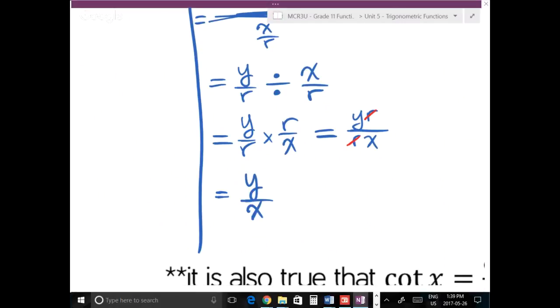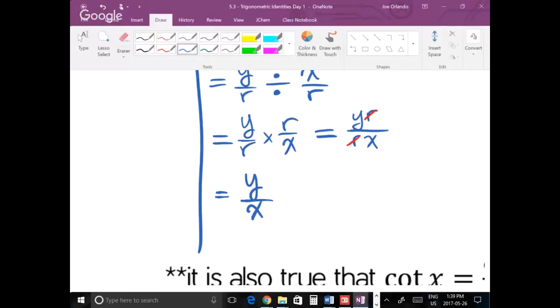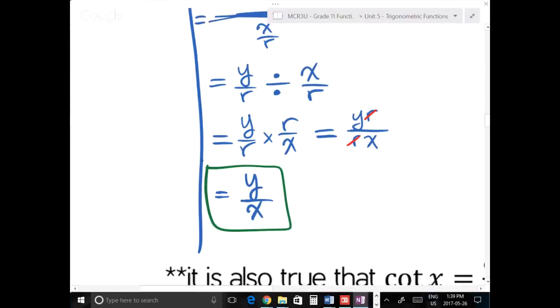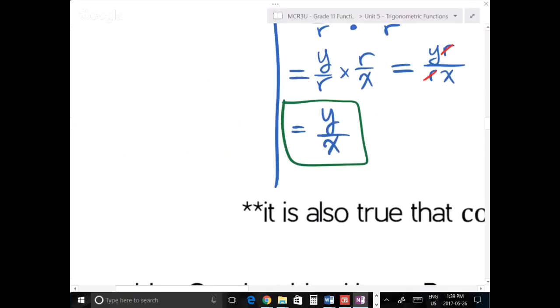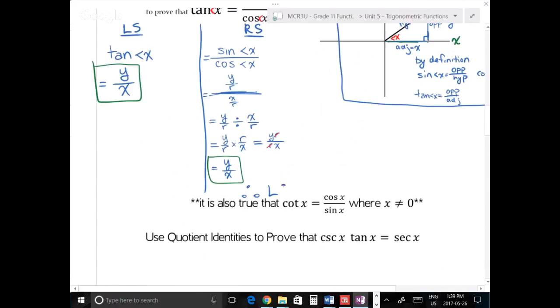Y over x. Cool. So we have done yet another proof. And then down here I would say, therefore, left side equals right side, quod erat demonstrandum. We've shown what we were supposed to show. We've answered the question. That's really what that QED means. It means I've proven what I was going to prove. I've done it.